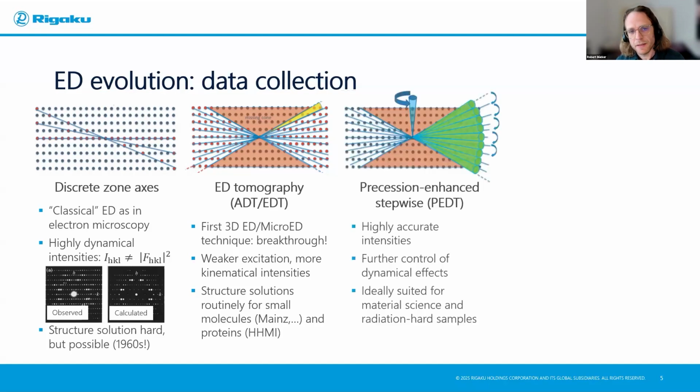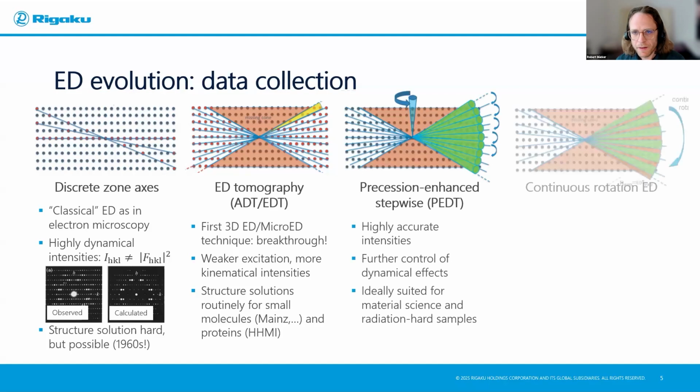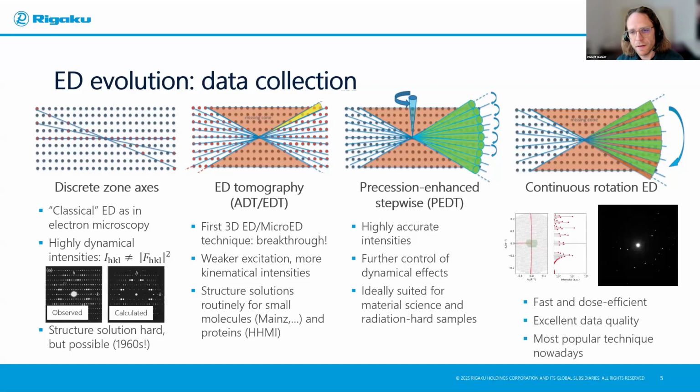This was then enhanced a bit later by adding precession, beam precession, which integrates over these reflections fully and gives you even better intensities and further reduces dynamical effects. It's still a state-of-the-art technique, especially for radiation-hard samples and heterostructures. And then the final evolution step, which is mostly used these days, is continuous rotation. It's basically like in a modern X-ray diffractometer. You put your crystal on a goniometer, rotate it continuously, and collect data continuously.